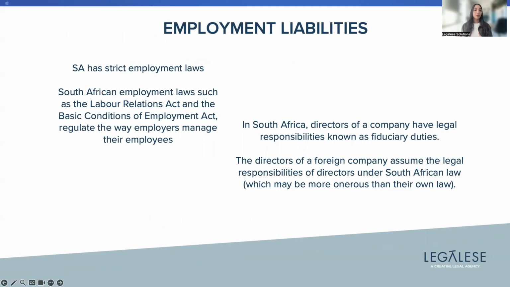South African employment laws, such as the Labour Relations Act and the Basic Conditions of Employment Act, regulate the way employers manage their employees. This relates to disciplinary procedures, retrenchments, and things such as employee benefits. These are all regulated, and foreign entities cannot claim that because they are not based here, because they're a branch office, they don't need to abide by our employment laws. If you are employing South Africans in South Africa to perform work, you must abide by employment laws and ensure that employment is managed lawfully.